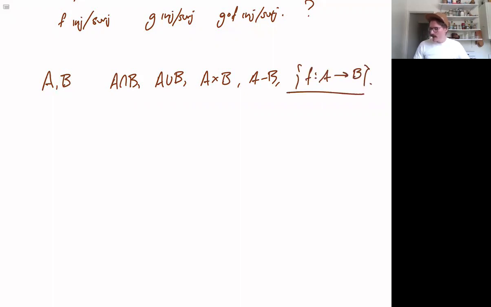And let me start by saying that this one is a little bit more abstract and a little bit harder to understand, because functions already are complicated things. And so taking a set whose elements are functions is kind of a complicated thing to do. So I want to start by writing down a very explicit example. What does the set of functions from A to B look like?